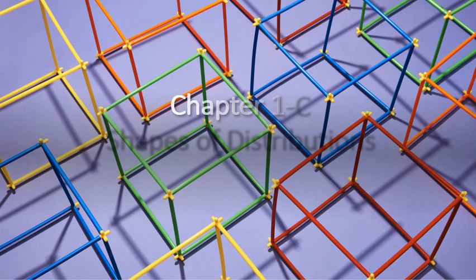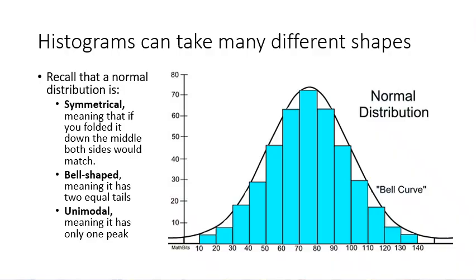Looking at shapes of distributions, histograms can take many different shapes. This is one of the most important shapes: our normal distribution. And you'll note that it's symmetrical. So if we were to draw a line right in the middle and fold it in half, it would be pretty even on both sides. It will never be quite as perfect as this one, but approximately symmetrical.